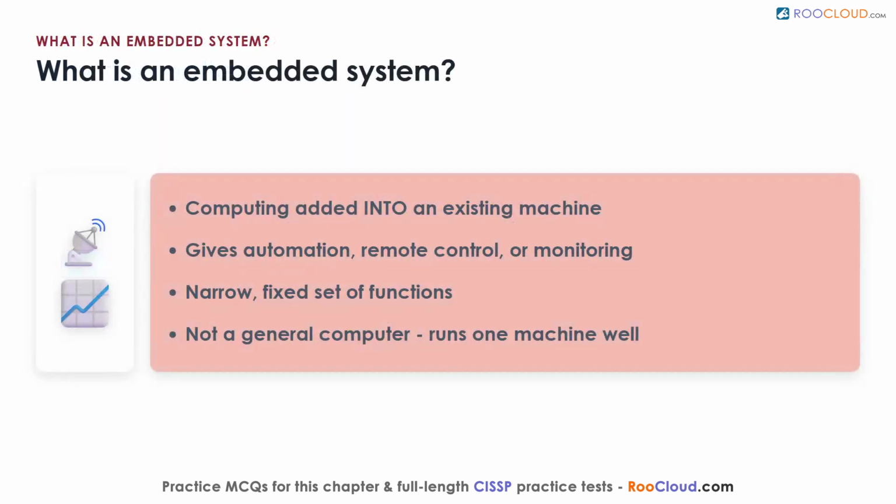So what is an embedded system? It is a computing component added into an existing mechanical or electrical device to give it automation, remote control, or monitoring. It is designed around a narrow set of functions tied to the larger product it lives inside. Think of the tiny brain inside a washing machine or a smart doorbell. It is not a general computer. It exists to run one machine well.